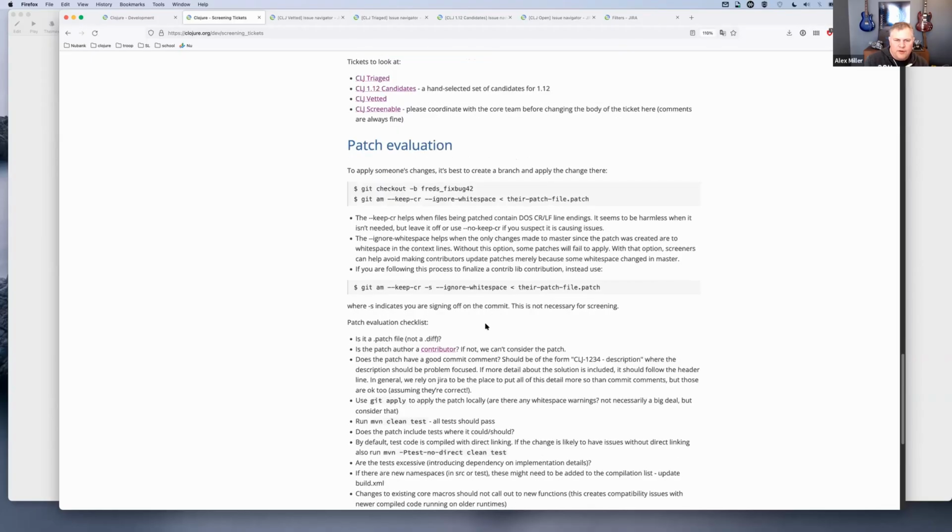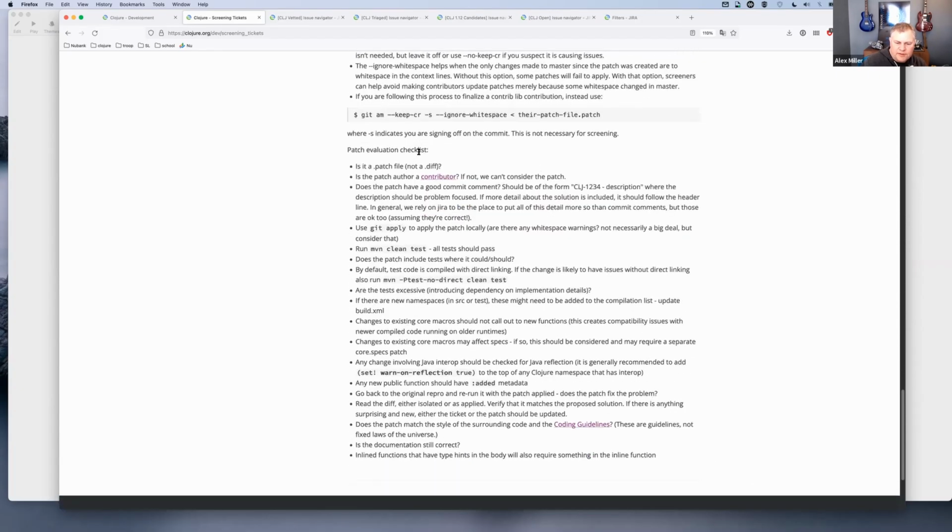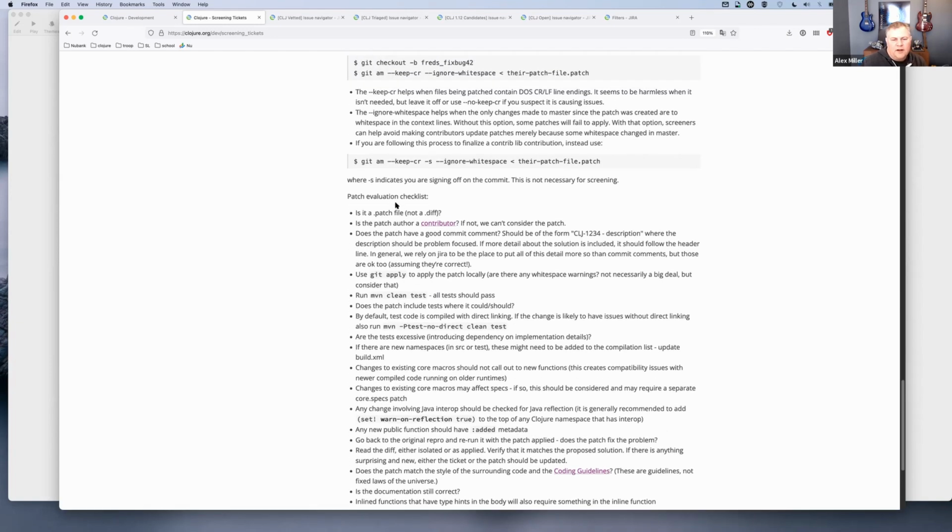If you do get into screening and looking at fixes, there's a lot of stuff here about how to evaluate patches. I would encourage you to read all this. I'm not going to go through all that stuff, but there are a lot of tips here about how to do that, what to look for, all that kind of stuff. And that would be appreciated as well.